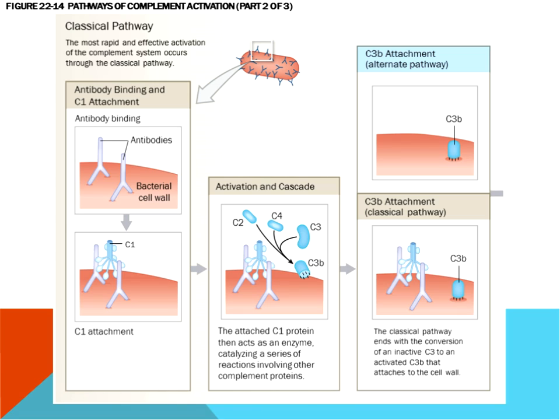But for the classical pathway, another thing that I want you to remember about this is that not only does it have to have the antigen-antibody complex, but it's the most rapid and effective activation of the complement system, the classical pathway. So this part is important, that part's important, and that once C1 is activated, it catalyzes a series of reactions that activate other complement proteins, and that the pathway ends when we convert C3 to C3b.